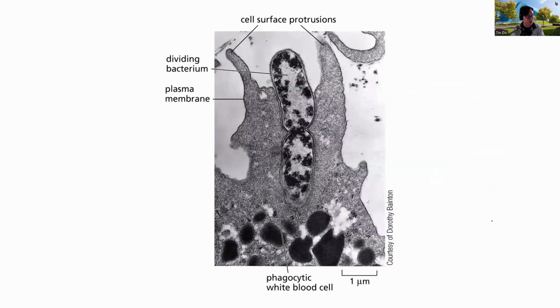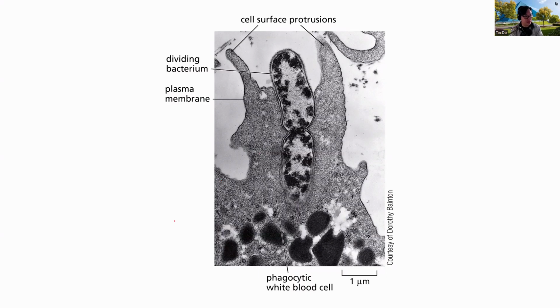Again, cell surface protrusion, you have a dividing bacterium right here, plasma membrane. We know the process of endocytosis and exocytosis. So endocytosis is the engulfing of material, either it's a bacterial cell, food source, etc. We're going to engulf them within and then digest them using the correct tools that our cells have, so peroxisomes and etc.